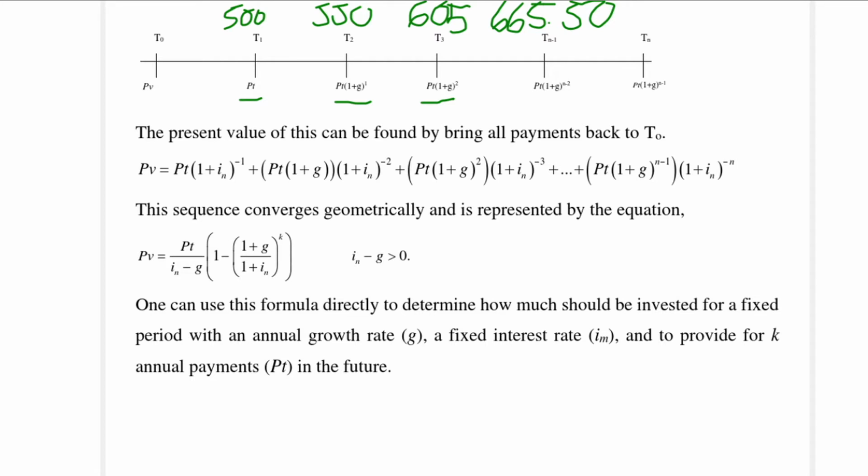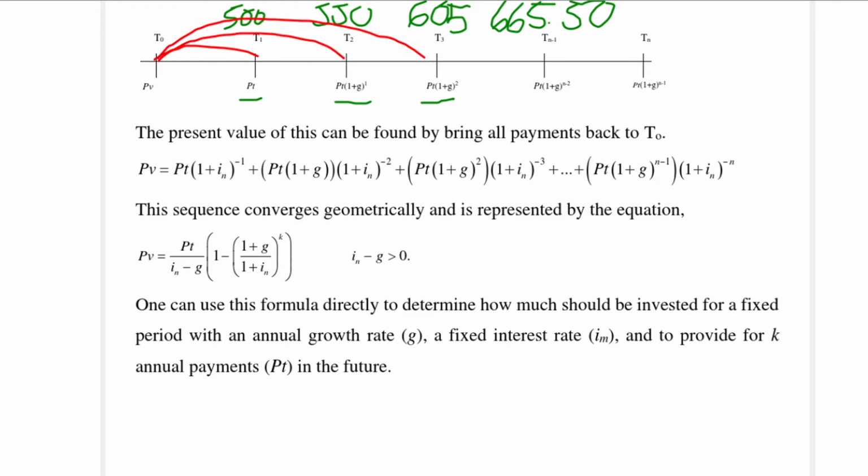So when we are working with growing annuities, we would like to get a formula for the present value of a growing annuity. To get the present value, we need to move each of these payments to the time period T0. So that means that we will move the first payment to time period T0, the second payment, the third payment, and so forth.